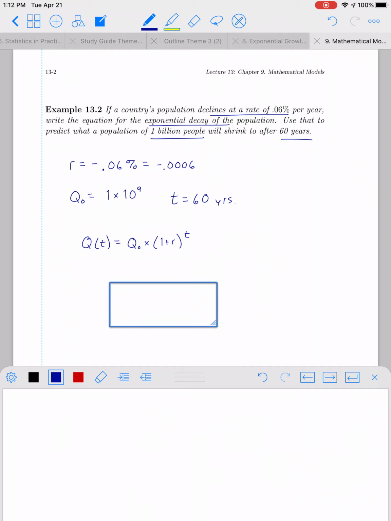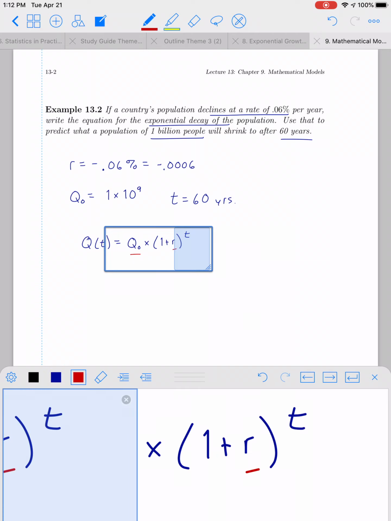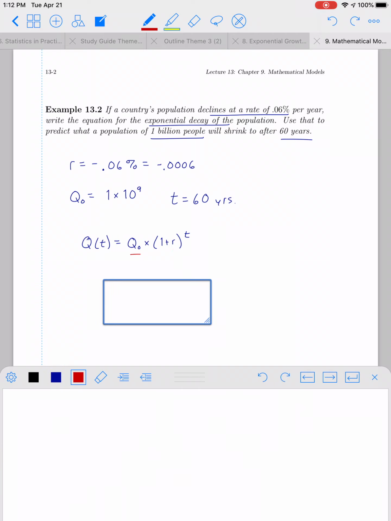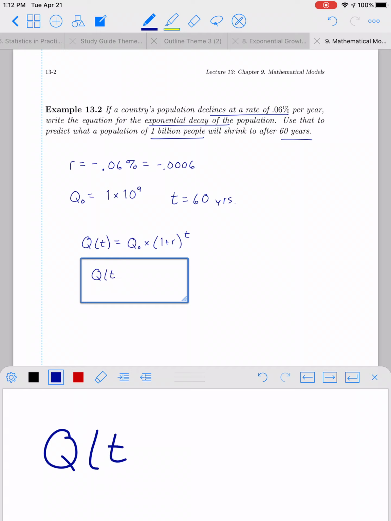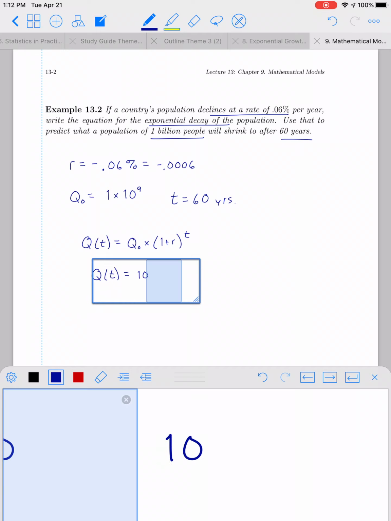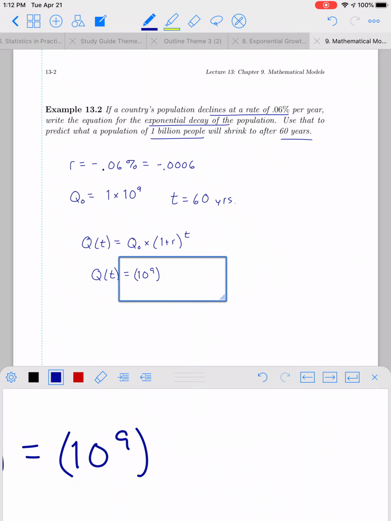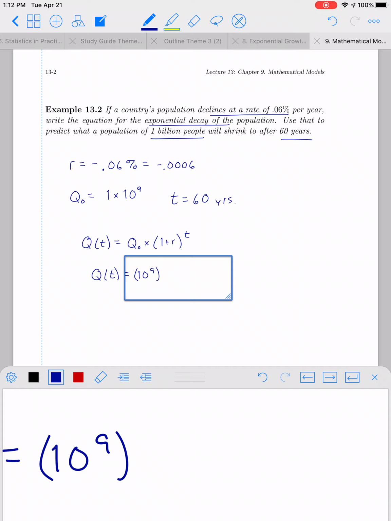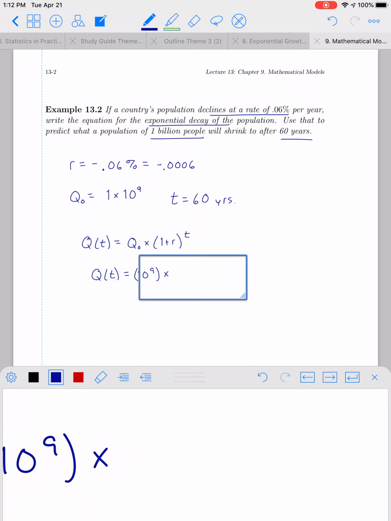Okay, so in this model, it'll be complete once we know Q naught and once we know R, and T will again just be itself. Then we'll do a prediction with it as the problem asks. So Q of T, we know that Q naught is 1 times 10 to the 9th. Well, it's really just 10 to the 9th if we want to be short about it. Or you can write it as 1 billion, which is 1 with 9 zeros behind it. This saves a little bit of space.